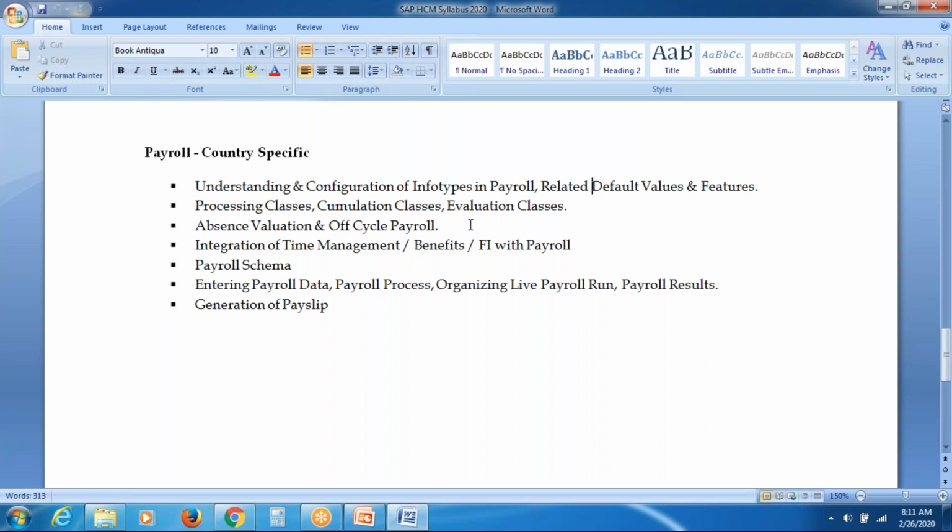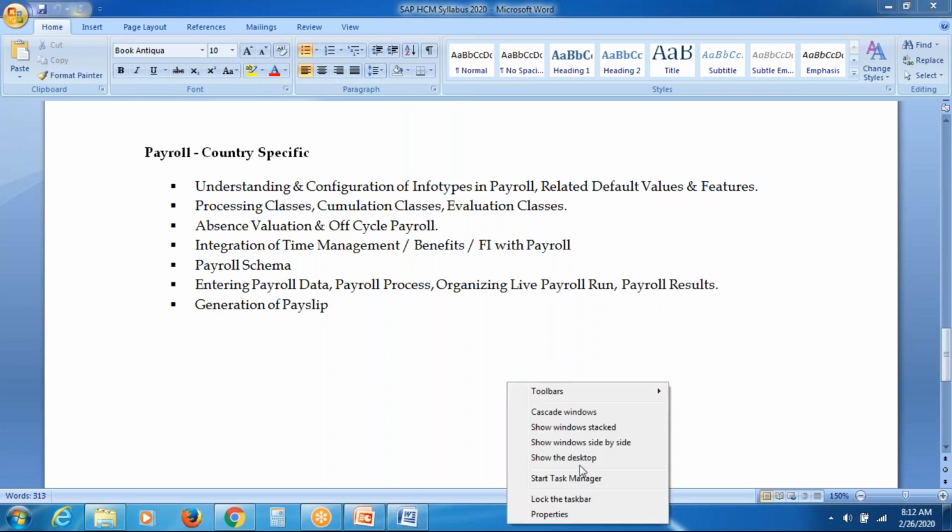Then absence valuation and off-cycle payroll, integration of time management with payroll, integration of benefits with payroll, and integration of FICO with payroll, and the payroll schema, then entering payroll data, payroll process, organizing live payroll run, and viewing the payroll results. And finally, generation of the payslip. So this is going to be there as a part of the end-to-end payroll configurations.